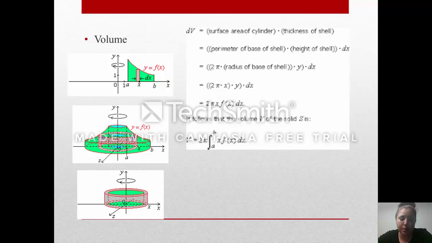So if you go down the process, what we have is the area. So that goes into the perimeter of the base of the shell times the height of the shell, which equals 2 pi times the radius of the base times y dx. That is 2 pi times x times y dx, which equals 2 pi x times f of x dx. So the volume of a solid S is as follows. The volume equals 2 pi, the integral from a to b of x times f of x dx.